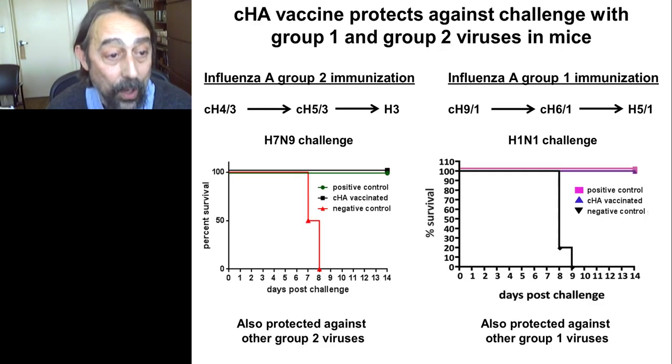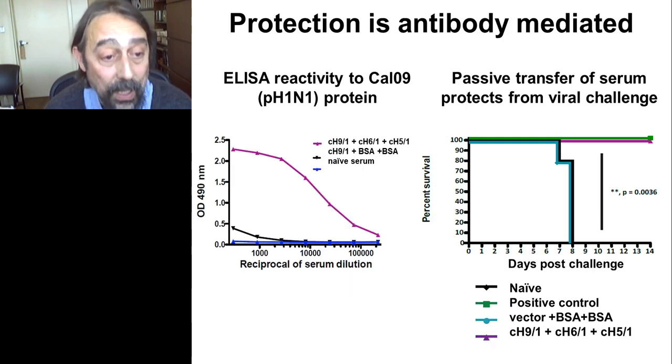So if we use a strategy based on a chimeric 9-1, followed by 6-1, followed by 5-1, we are able to protect against H1N1. And by doing these bivalent vaccines, a group 2 and a group 1, we should be able to prevent any influenza A virus infection. If we add influenza B, then we should be able to prevent any influenza infection. Now, the protection is antibody-mediated, so we get high levels of antibodies against the stem, measured by ELISA, with this chimeric hemagglutinin vaccination, and we just take the antibodies and put them back into new mice. The animals are also protected against challenge.